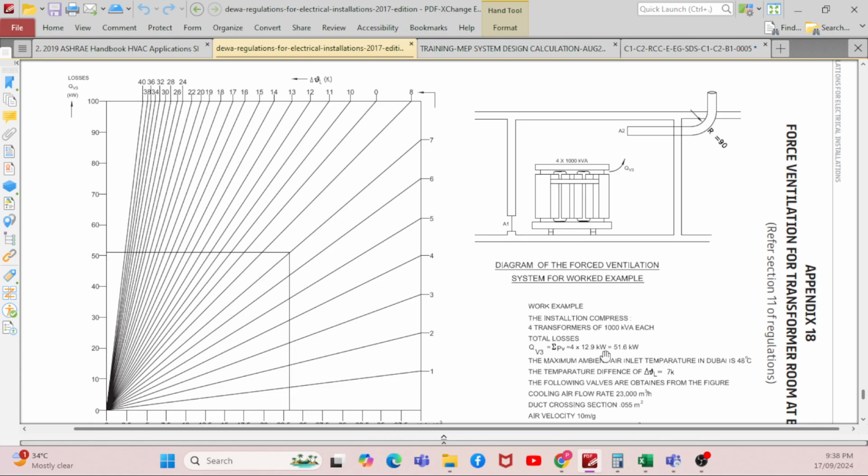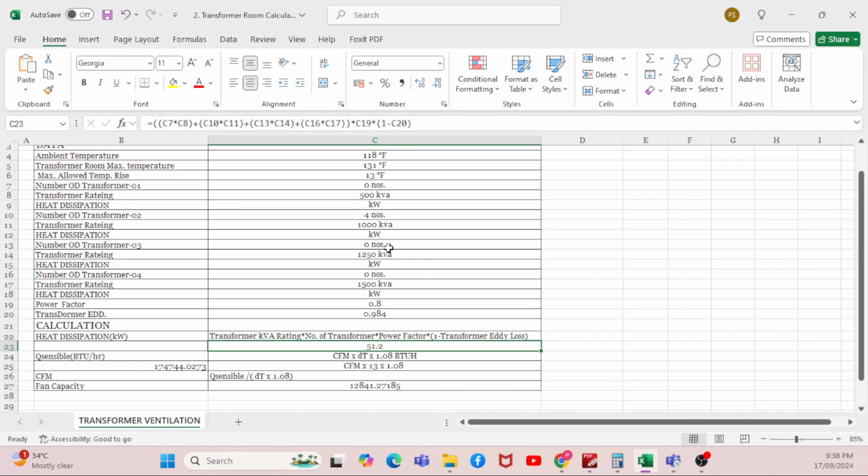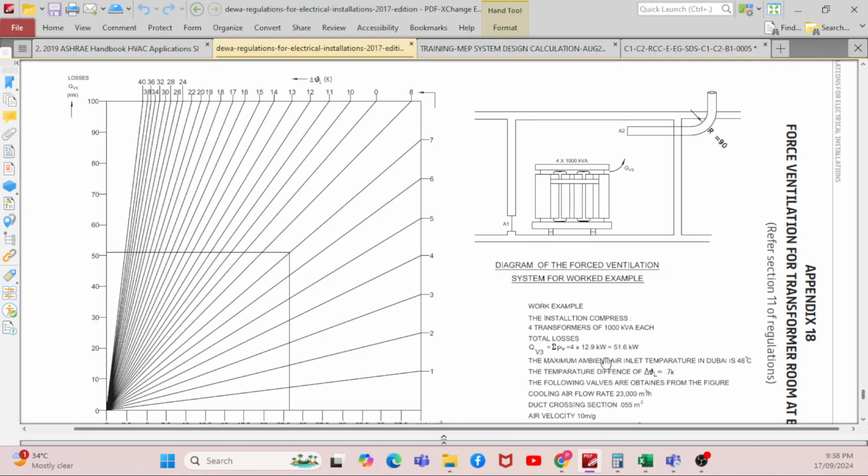The same equation is used to go from transformer kVA to heat dissipation. For one transformer I calculate approximately 12.8, and the guideline gives 12.9, so it is only a fraction. They calculate the heat dissipation using the same equation, then multiply by four, and get the total losses in the transformer.